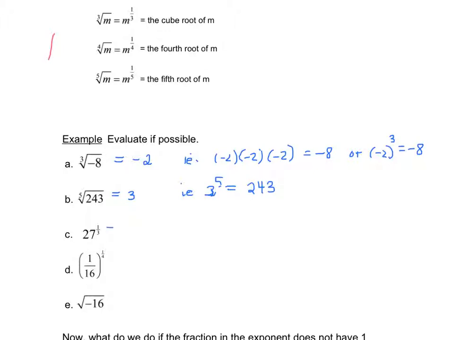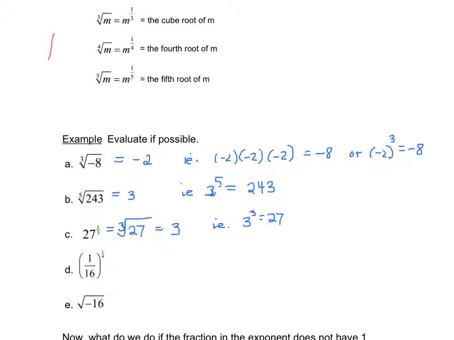Now the next one has a rational exponent. So 27 to the exponent 1/3. We can convert that to a radical using the list above. It says the cube root of a number is the same as raising that number to the exponent 1/3. So 27 to the exponent 1/3 is the same as finding the cube root of 27. And the cube root of 27 is 3, because 3 cubed is 27.